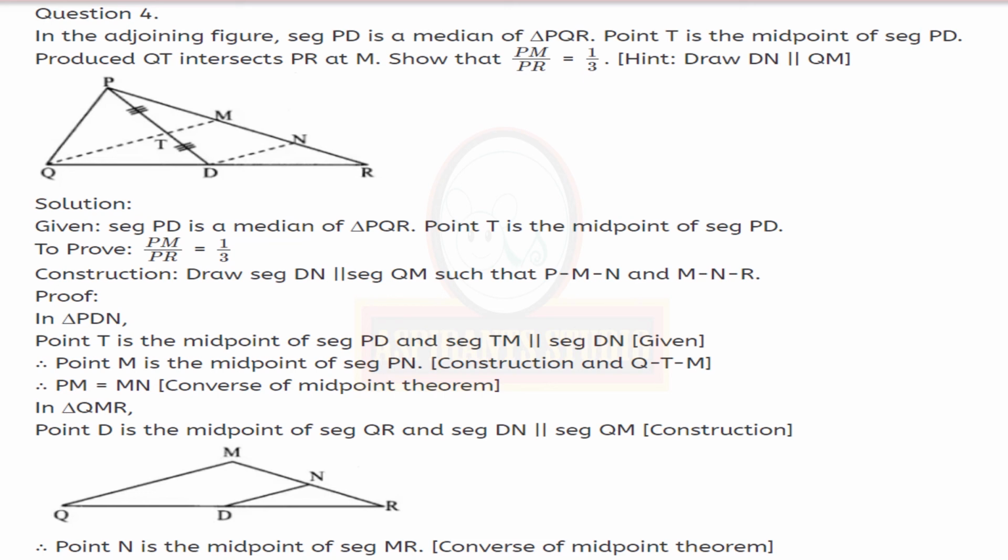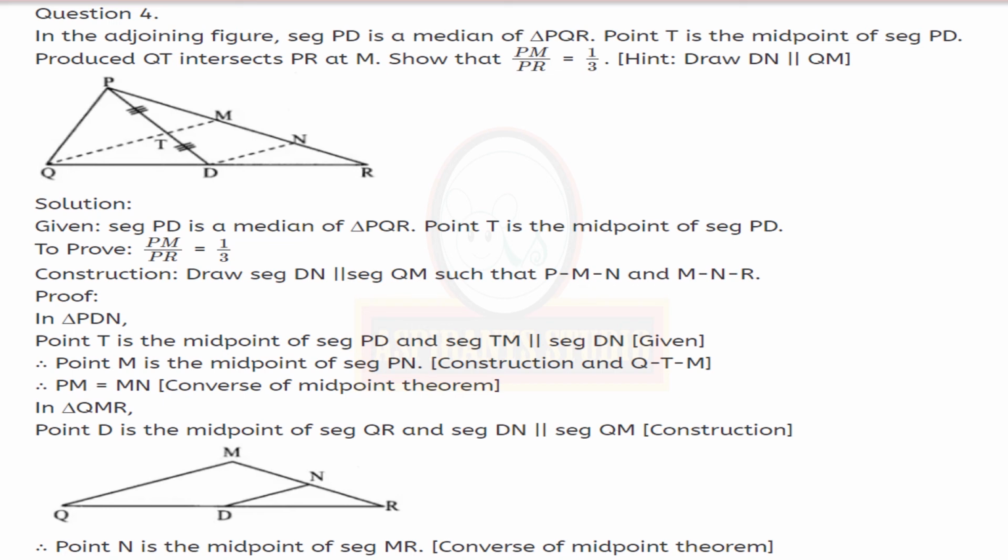Because we are concentrating on the converse of midpoint theorem and the midpoint theorem, you have to have a triangle and the line joining the two sides. You should have the line joining the two sides for any triangle. So you are drawing segment DN parallel to segment QM such that M lies between P and N, and N lies between M and R. So coming to the proof, in triangle PDN, point T is the midpoint of segment PD and segment TM is parallel to segment DN is given.